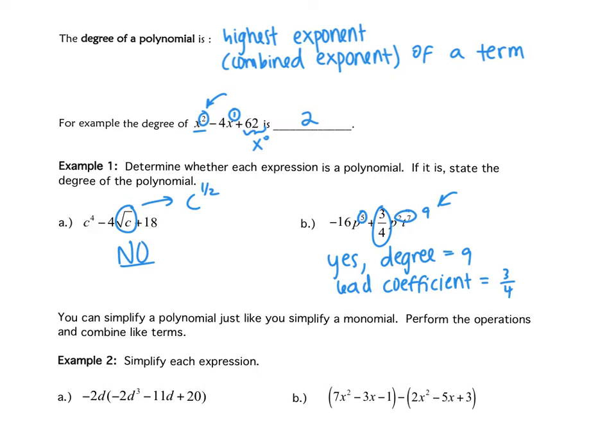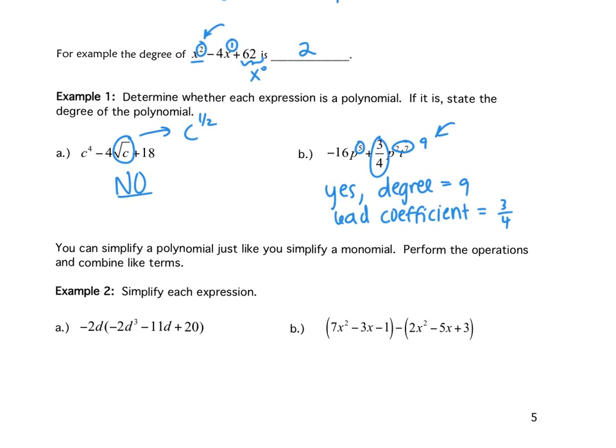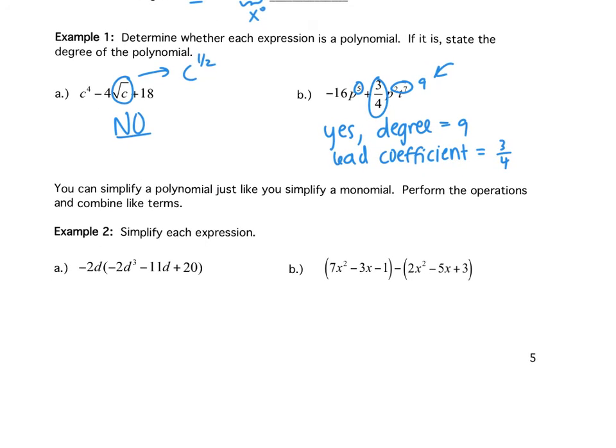So that's identifying polynomials. We also need to be able to perform operations. So you can simplify a polynomial just like you would simplify a monomial. You're going to perform the order of operations, or perform the operations, and combine like terms. So if we look at example 2, our first example is a multiplication example. This is just distribution. So we are going to distribute that negative 2d. Negative 2 and negative 2 is positive 4. D and d cubed is d to the 4th.